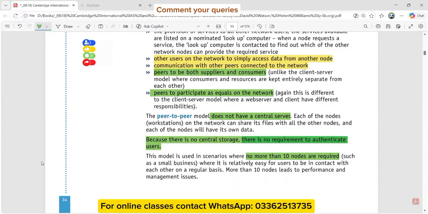The moment security becomes a major concern, then the best option is your client server model. Another one is more than 10 nodes. And okay, why 10? Why not more than 10? Because more than 10 nodes leads to performance issues and management issues. That's why peer-to-peer is restricted to only 10 nodes. Again, are you clear about this whole thing? Any questions till now?